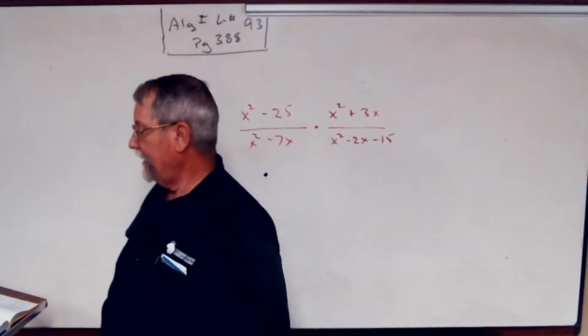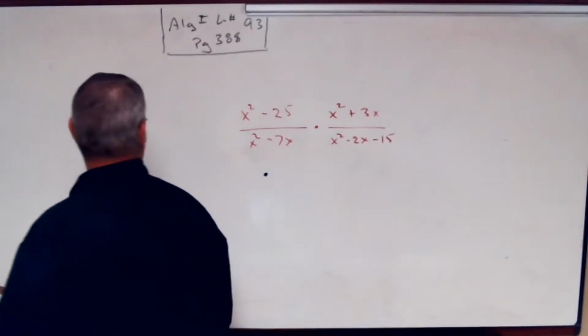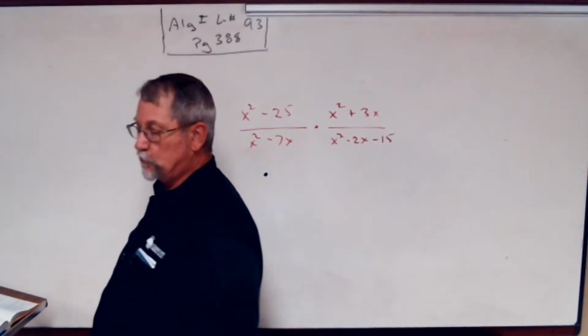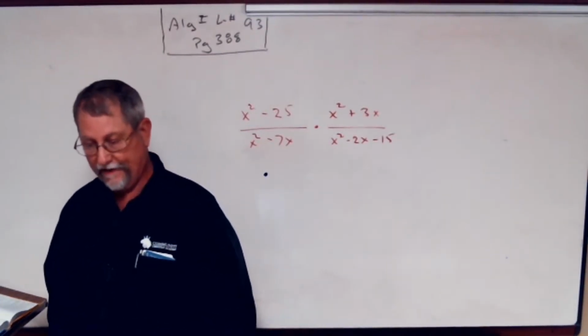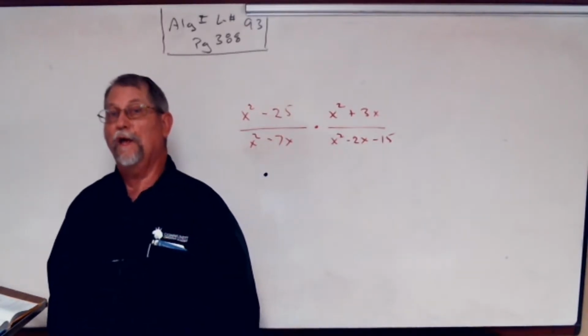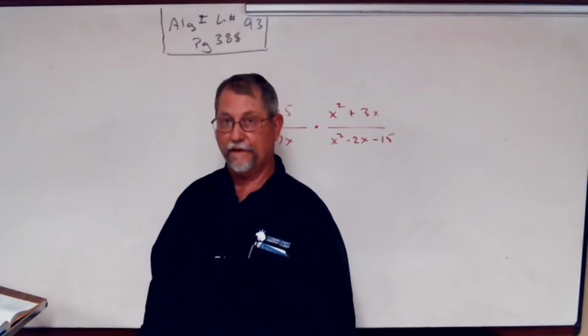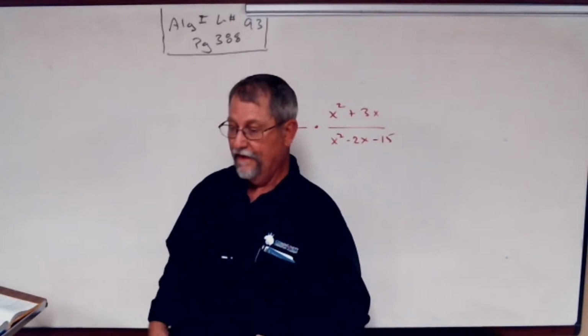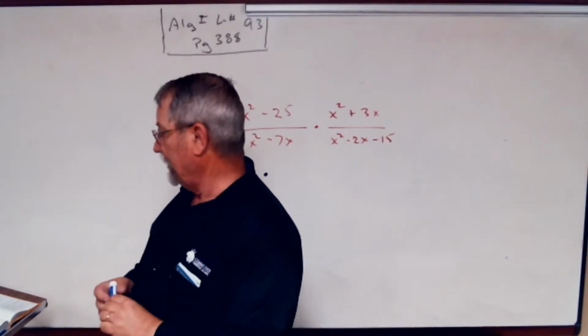This is lesson 93, Algebra 1. It is page 388. Strongly advise you to listen to this, to look at it. For Elijah and Tucker, you got to write this stuff down. I'm telling you, just about the only way to do this is to write it down. Obviously, you have your own thing, but I'm just telling you.